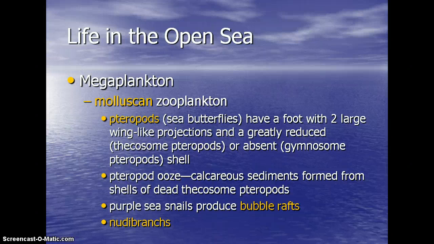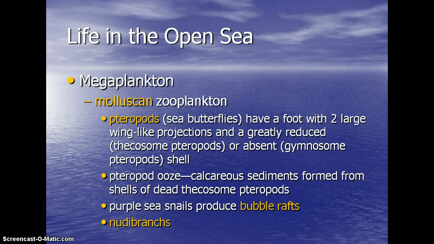The molluscan zooplankton, you'll have several different types of mollusks that will be zooplankton. The first type are called pteropods. Those are also called sea butterflies, and basically their foot is modified to form two large wing-like projections, and they will either have a greatly reduced shell or they will have an absent shell. So if they have a greatly reduced shell, they're going to be called thecosome pteropods, and an absent shell will be called gymnosome pteropods.